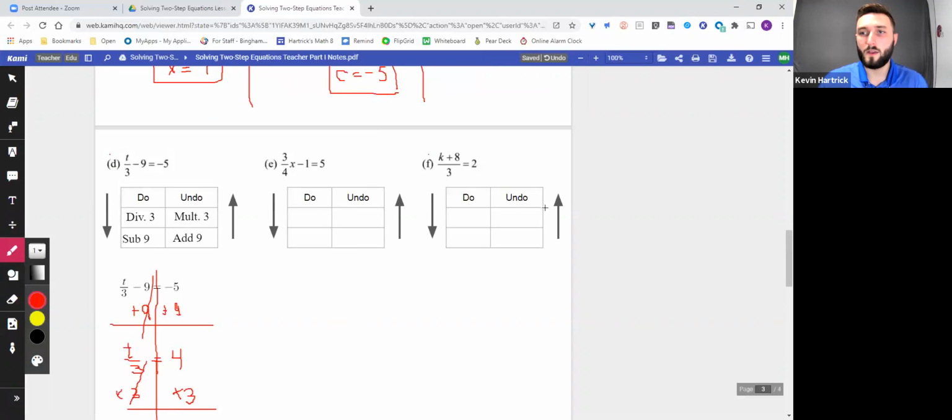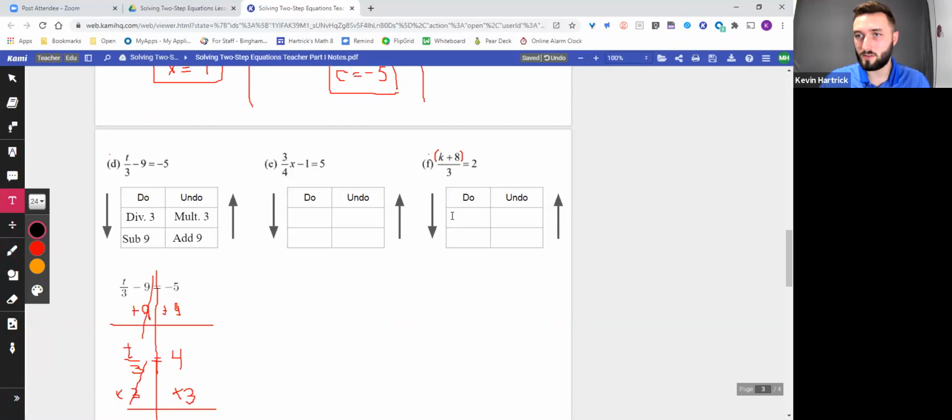Okay, let's do one more. Let's try f. So f is a little bit different in that, remember when we talked about if we have a fraction, then what's happening here is this is being grouped together. And what that means is we have to look at what's happening outside first and then go in. So the first thing I need to undo here is this divide by 3.